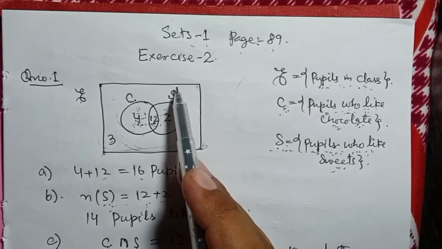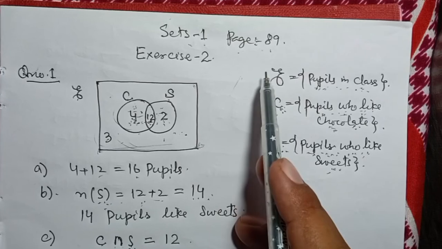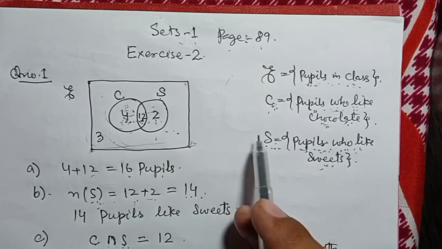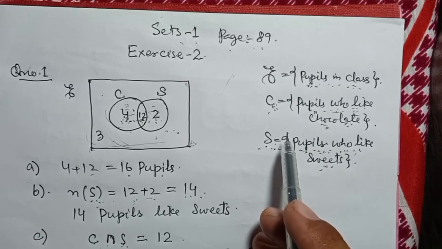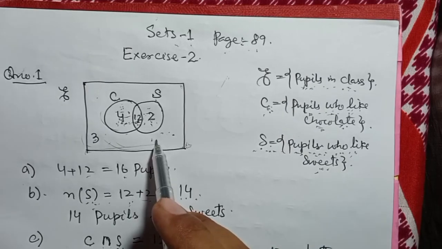Today we will solve exercise 2 from sets 1. It is on page number 89 in your textbook. You can see question number 1. It is given in the Venn diagram. The universal set is pupils in a class, C is pupils who like chocolate, and S is pupils who like sweets, and a Venn diagram is given.